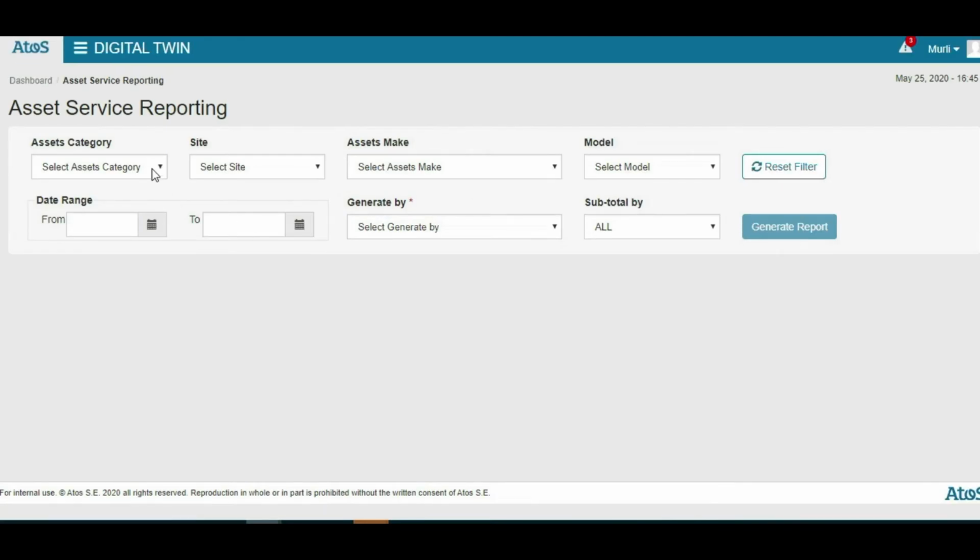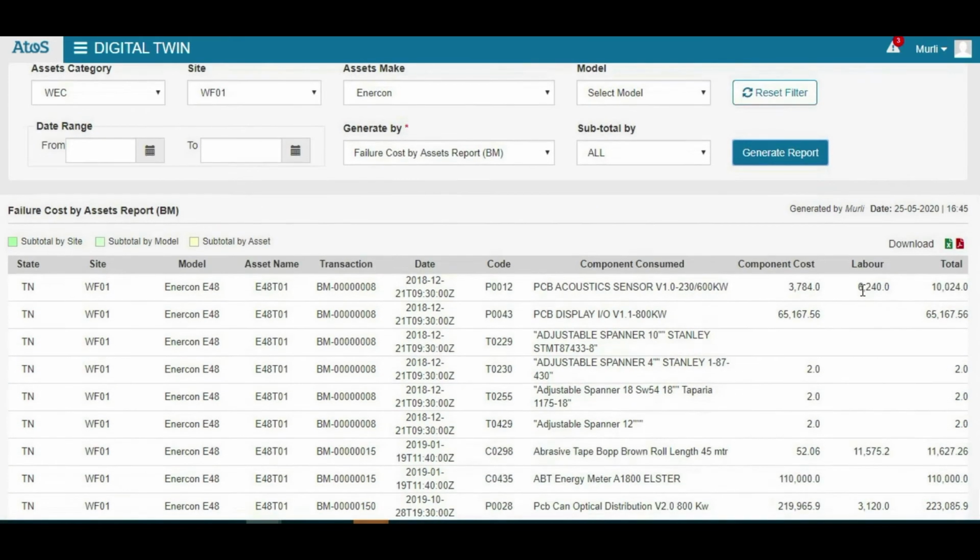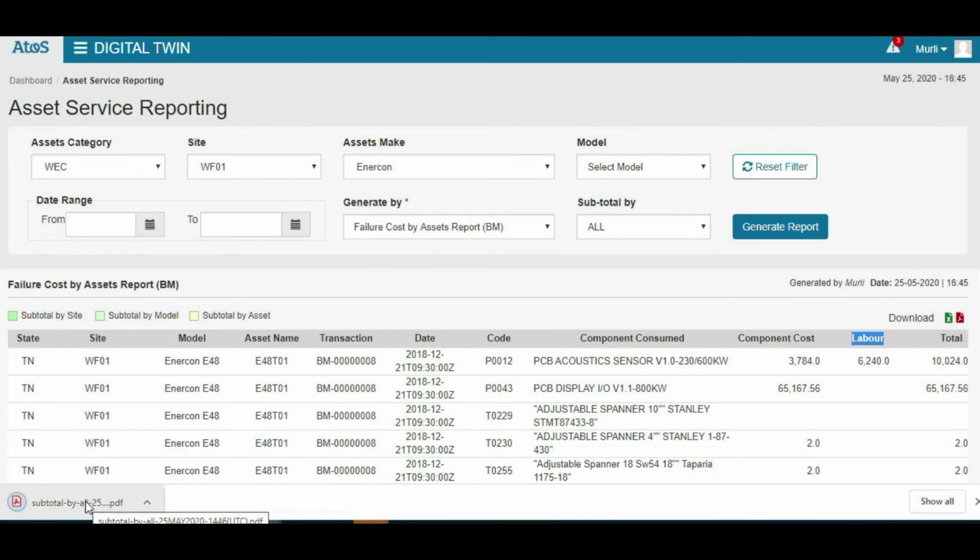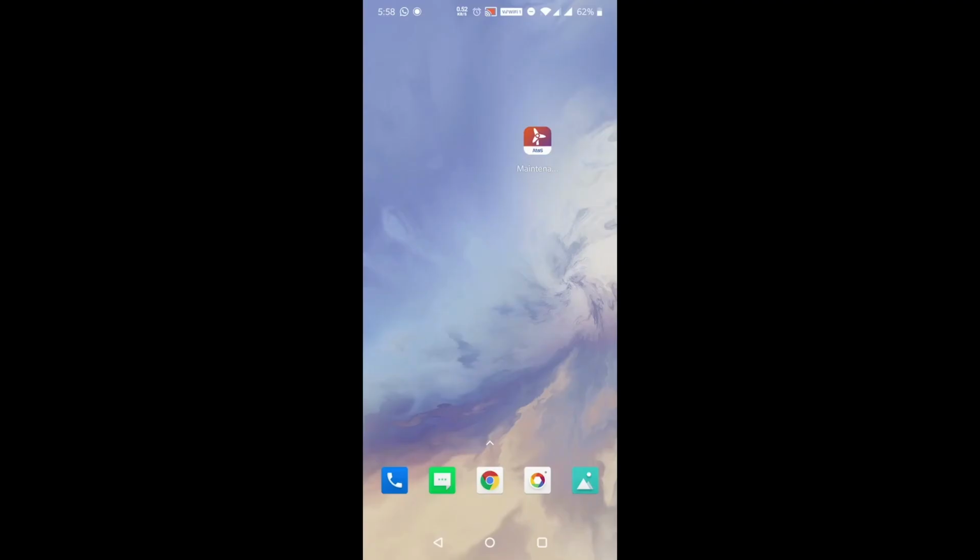Operations and inventory costs are key to a service provider's profitability. The report provides the opportunity to compare site-based cost analyses across asset makes, models, and locations.